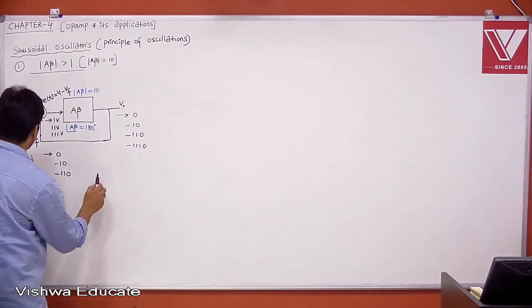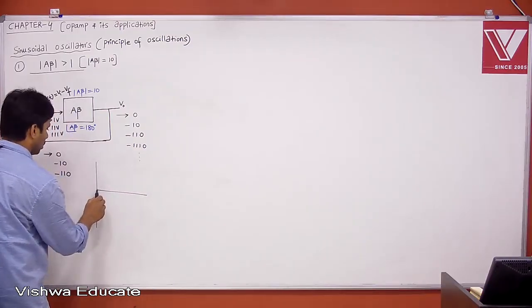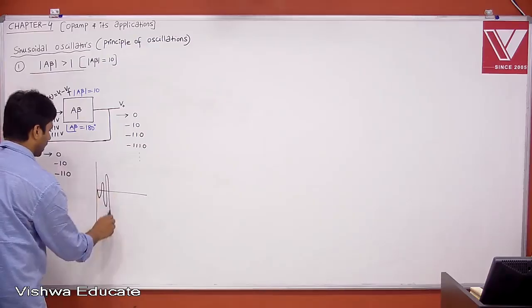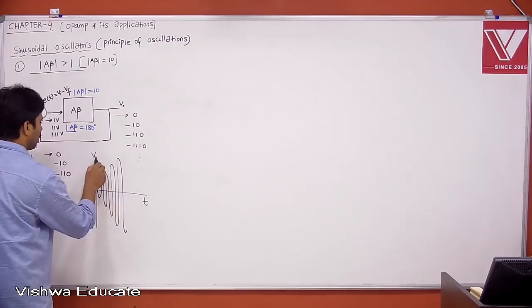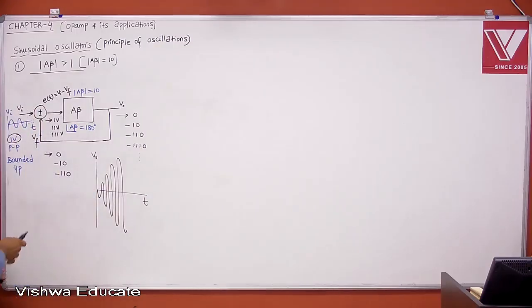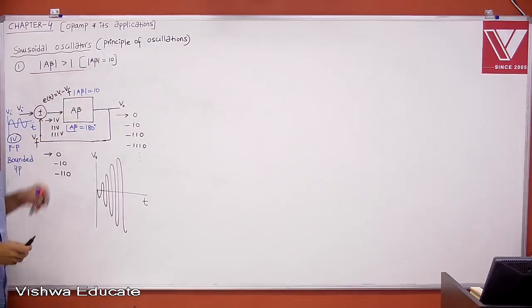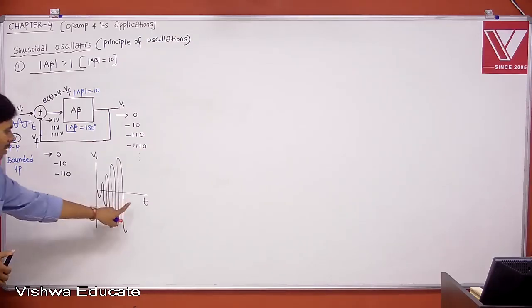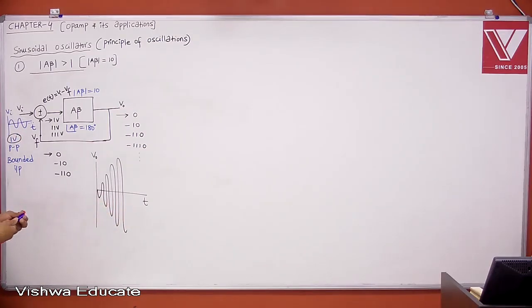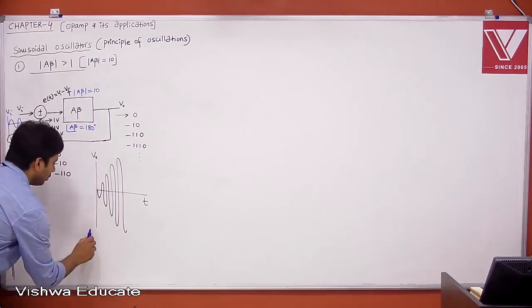Therefore, if you plot your output, it is 0, then immediately minus 10, and it keeps increasing 10 times for every cycle. This is your V0. Because we have taken mod A beta greater than 1, we have taken 10, whatever it may be. For a bounded input, is the output bounded? No, it is not bounded. Therefore, it is unbounded output.